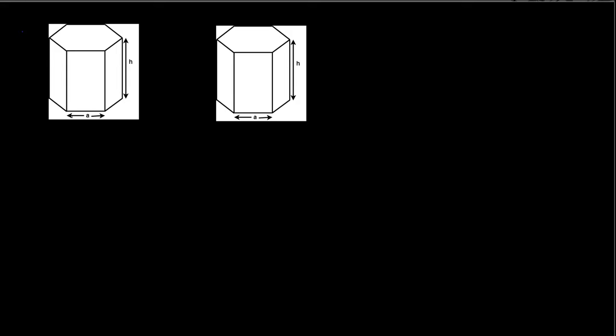regular hexagonal prisms. We're going to label each side A for this one since it's regular. And the one on the right is going to be 5 to 4 times bigger. So we're going to let each side be 5/4 A. Okay, so now let's look at the volume and the area.